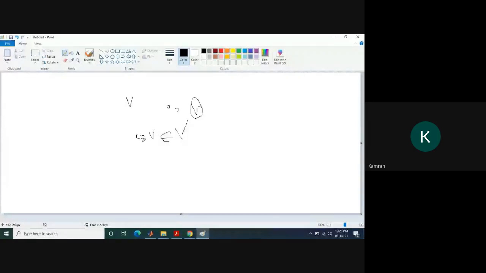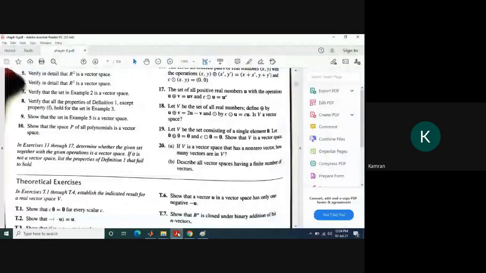And c is a real number. So c can be 0, c can be 1, -1, 2, -2, 3, -3. c belongs to R, so we can have infinite multiples of v, which will belong to V. So how many vectors are in V? Infinite. Yes, infinite, because we say that if v belongs to V, then c dot v must belong to V. So this means that we will have infinite elements in V.